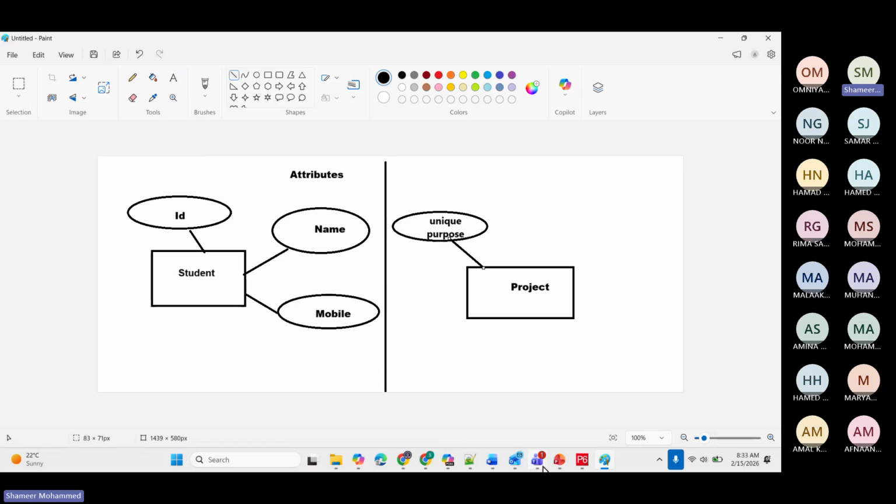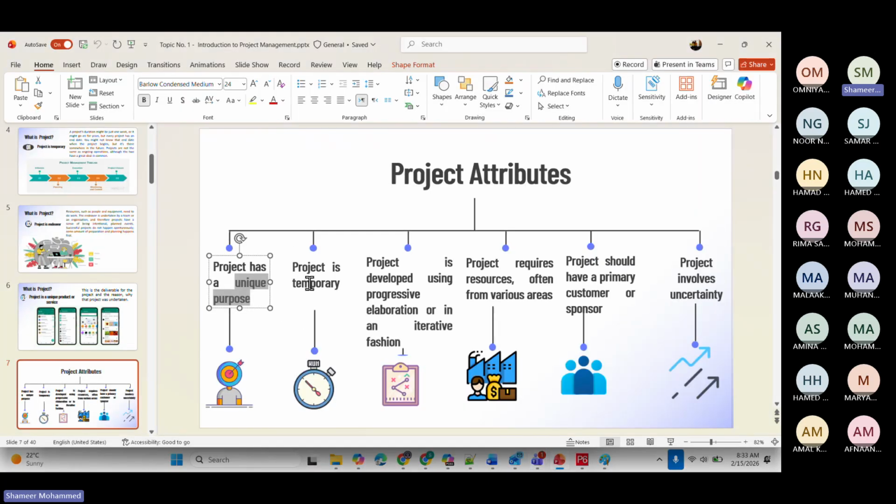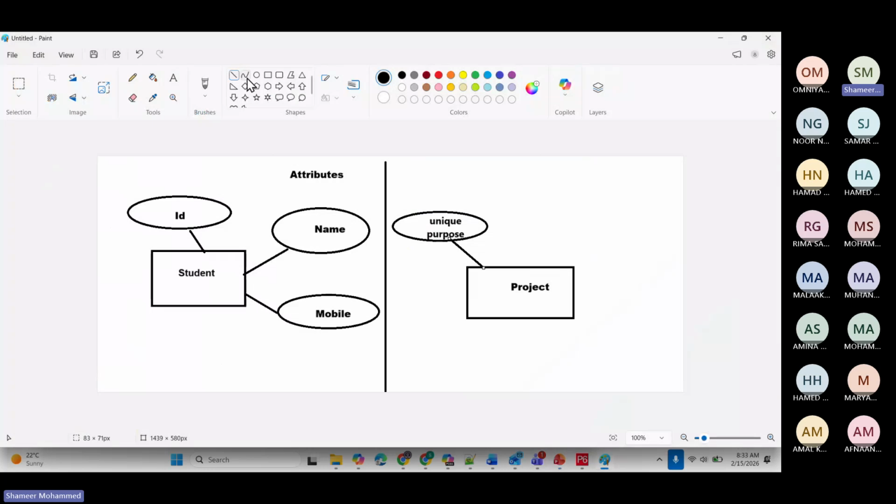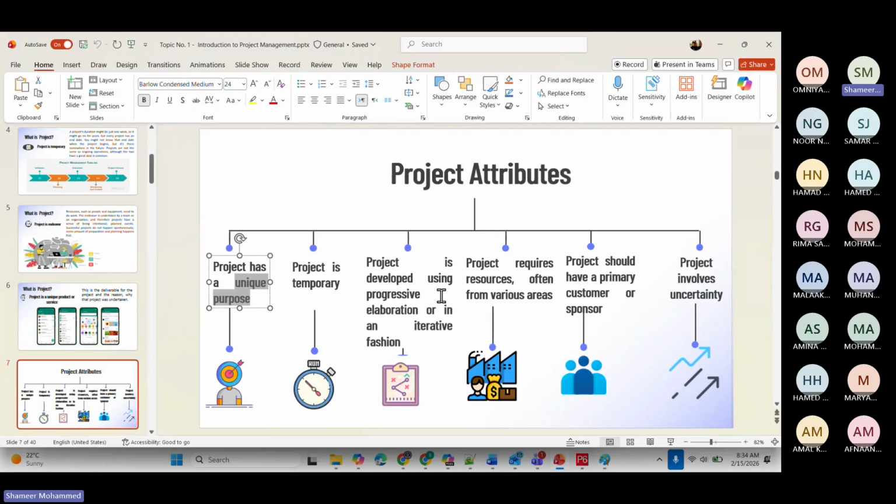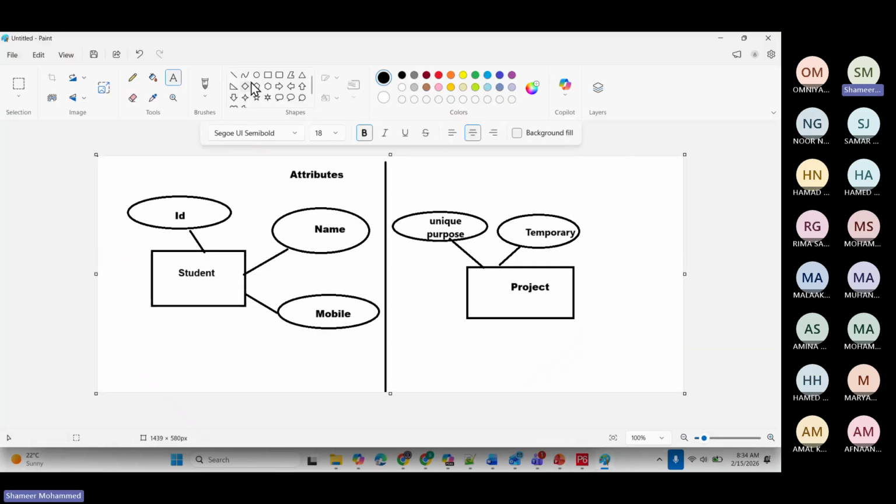Okay. Another one, what you have? The characteristics. I told you what is that? Temporary. Every project is temporary. They are not permanent. They are not going to last for a long time. They have a certain time. Start time, end time. Maybe 1 week or maybe 4 weeks or maybe 1 year or 4 years like that. Projects are temporary. They are not permanent. And they are developed in a progressive elaboration or iterative fashion. What is this progressive?